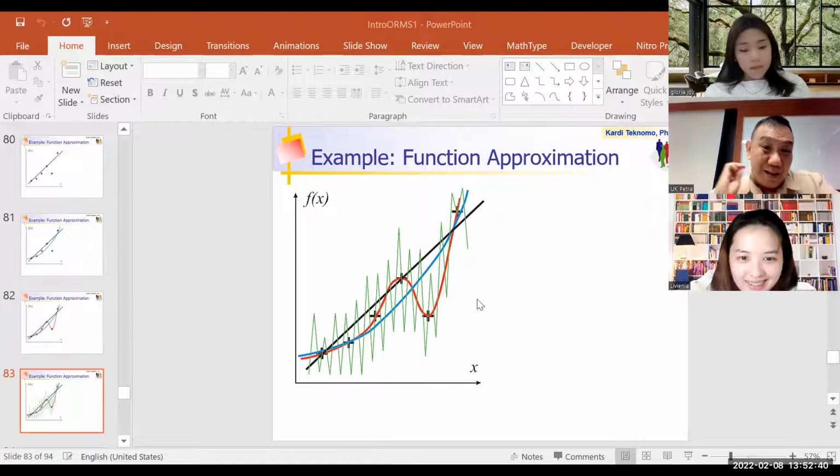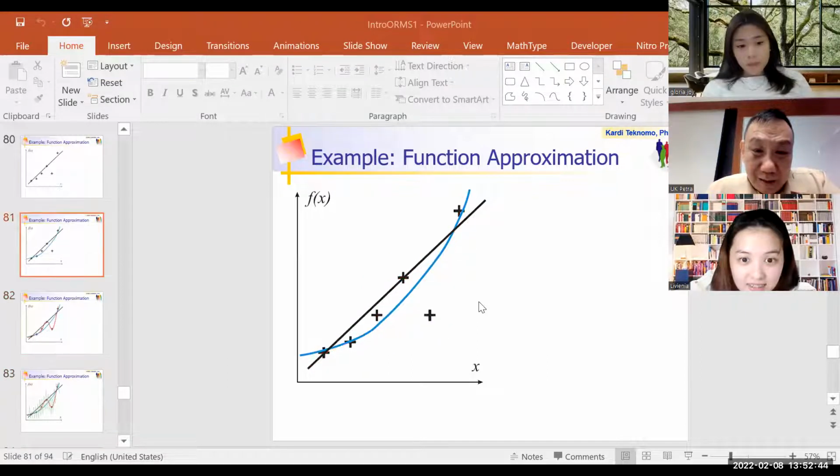Okay, so the answer is correct, Joy. Yeah? The blue one is the best. Okay? The black one does not count the point here, the point in the almost outlier here.